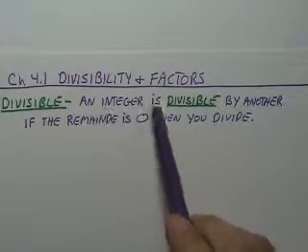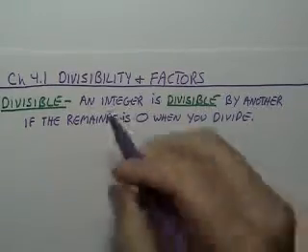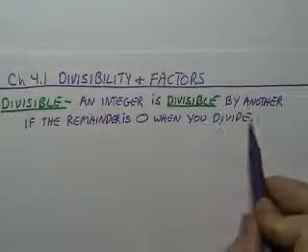An integer is divisible by another if the remainder is 0 when you divide.